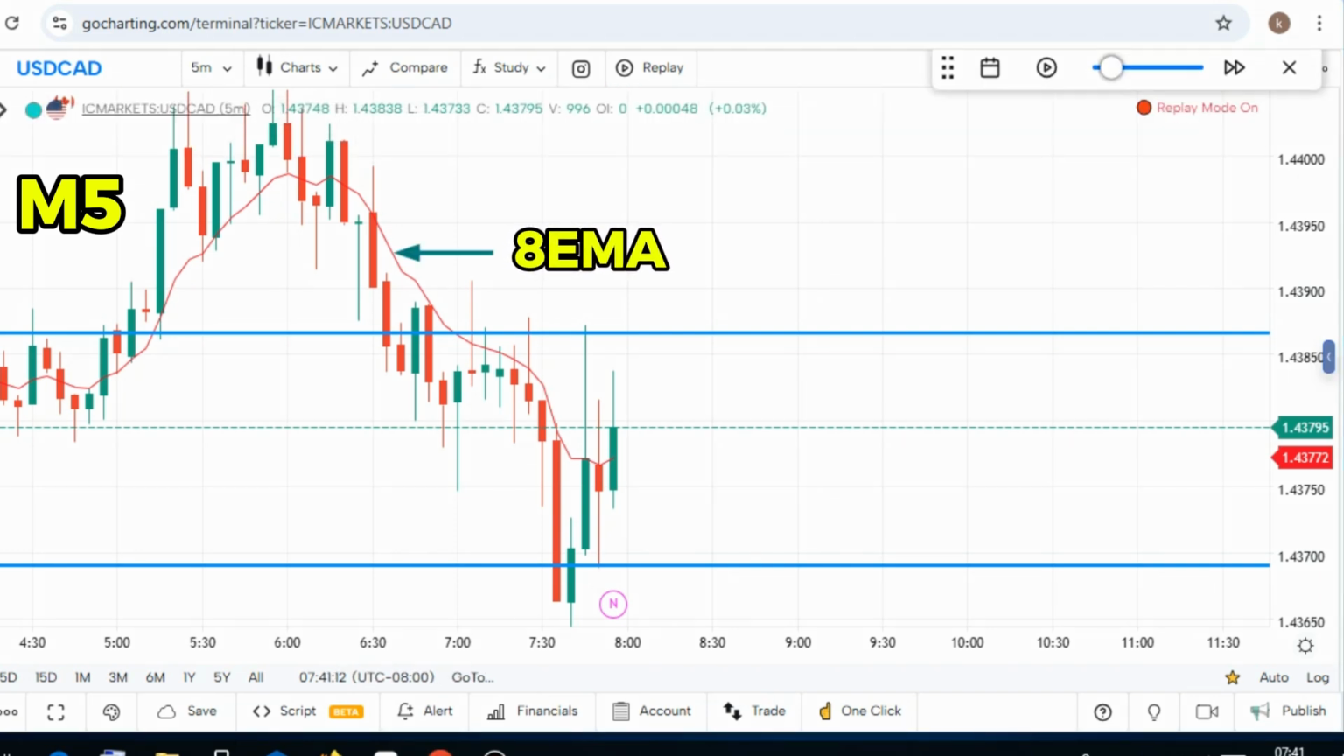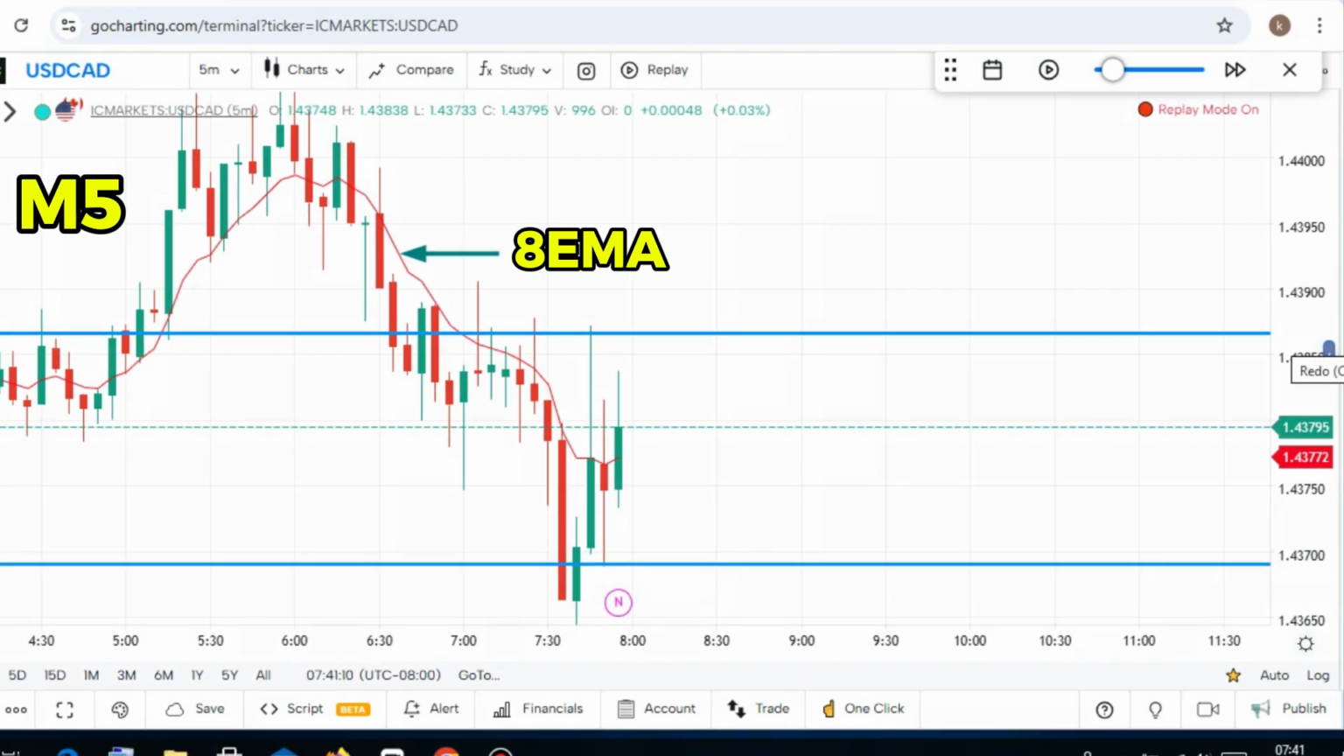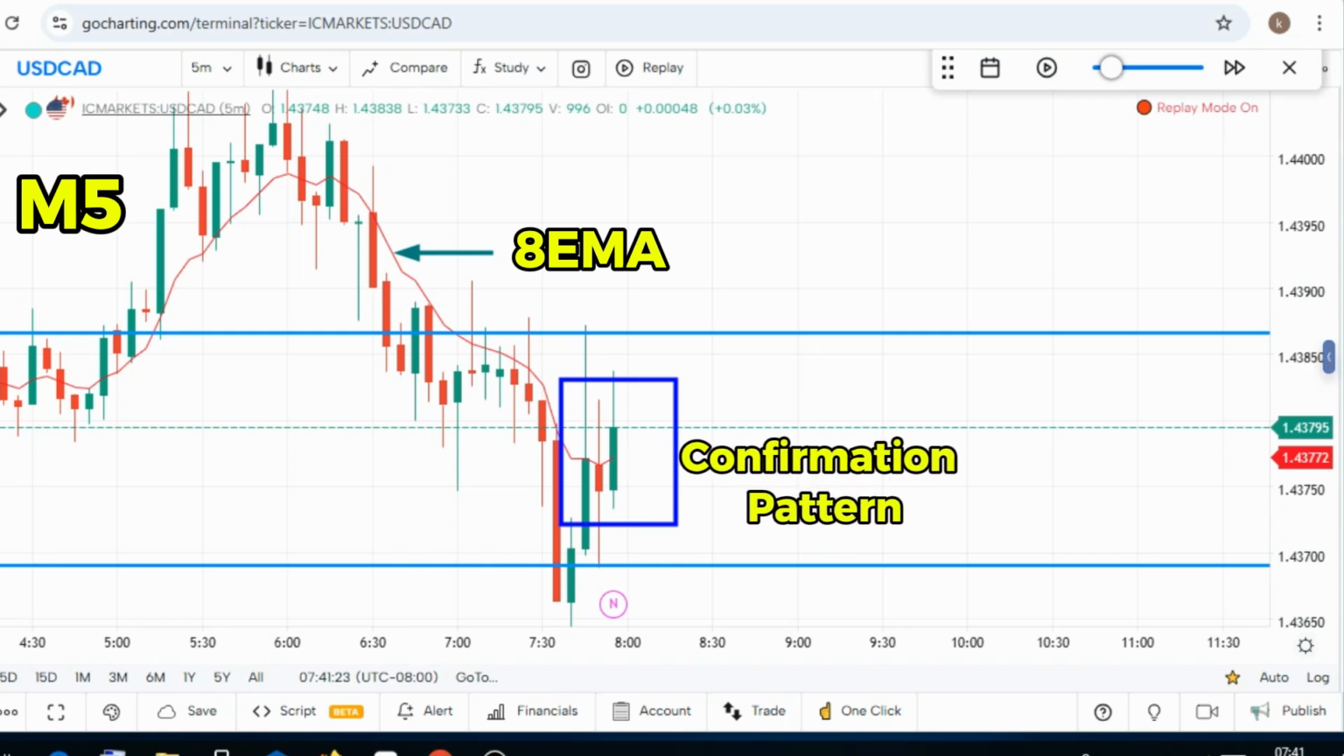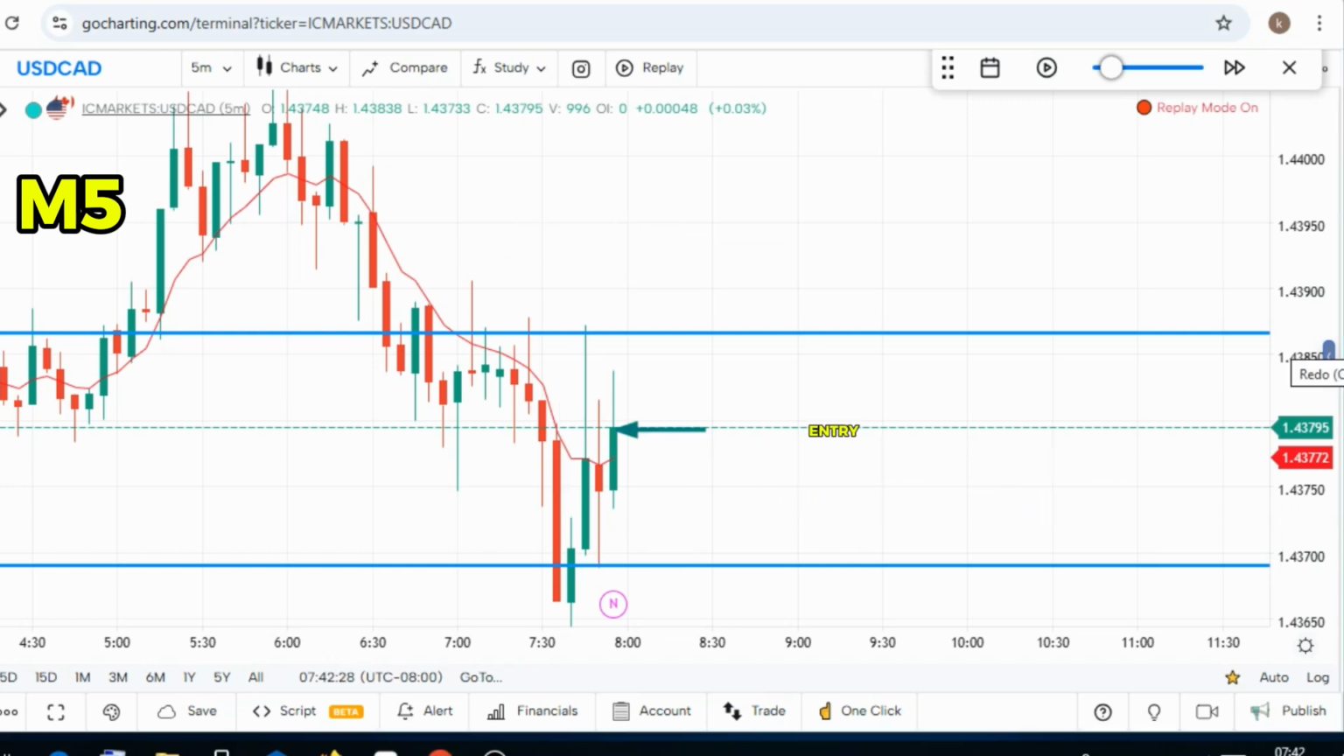Remember, we said after prices closing above the 8 exponential moving average, we must look for a candlestick confirmation pattern, which we have right here. This is a bullish doji sandwich, which simply means that the buyers have taken control of prices. This means this is a green light for us to enter this trade. Since all our conditions have been met, we shall place our entry right here, then our stop loss below the low, or we can place it at the open of this candle. Then we shall be targeting a 1 to 2 risk reward ratio.